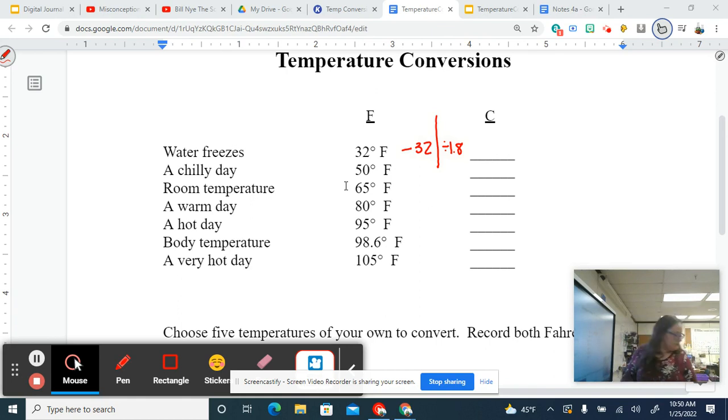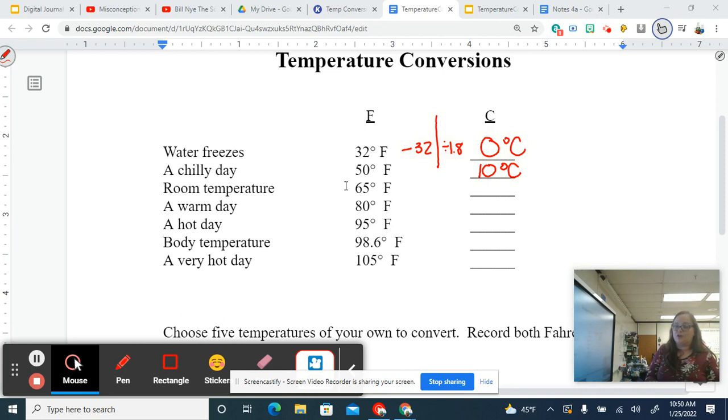We've already done this one on the other sheet, so it shouldn't be so hard. And then you also know the information. So 32 minus 32 equals 0, and 0 divided by anything is still 0. So 0 degrees Celsius. All right, pause it and do number 2, the 50. All right, here we go. 50 minus 32 equals 18, divided by 1.8 equals 10. 10 degrees Celsius.